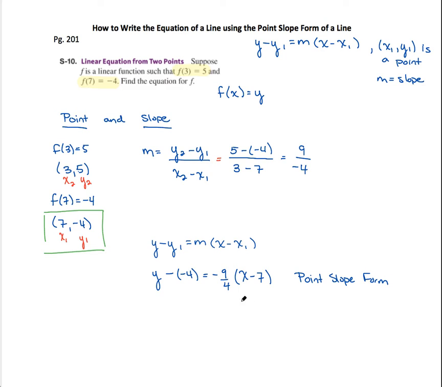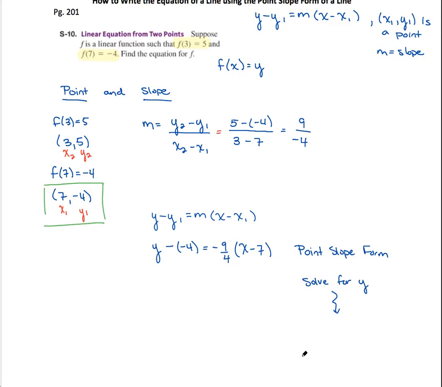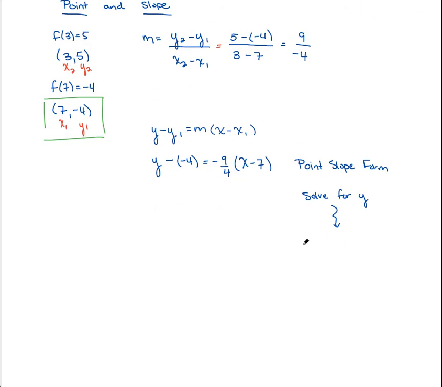But let's go ahead and solve this equation for y so that we can get it into a form that we're more familiar with, which is the slope-intercept form. Remember, the slope-intercept form looks something like this: y equals mx plus b, where m is our slope and b is the y-intercept. To do that, all we're going to do is simplify this equation and solve for y.